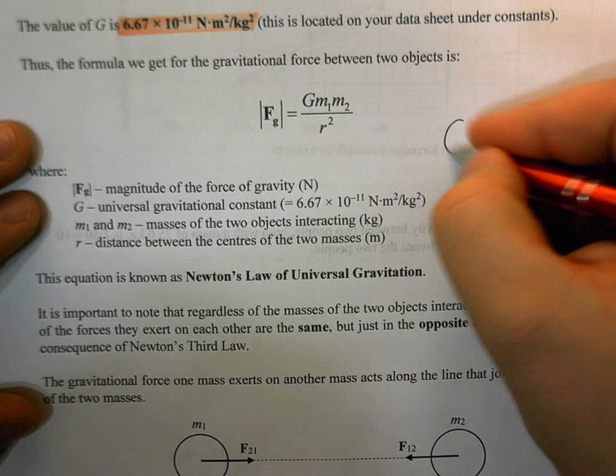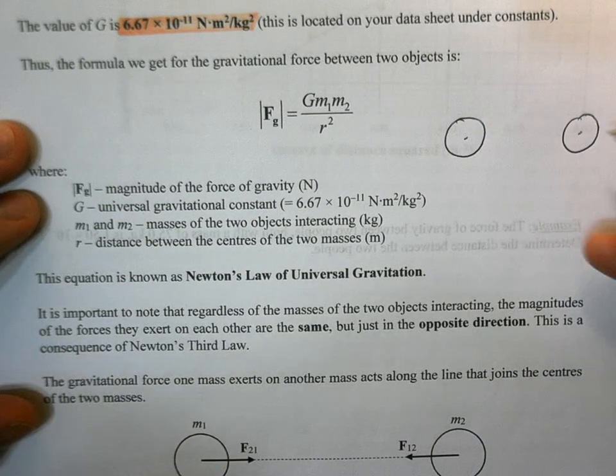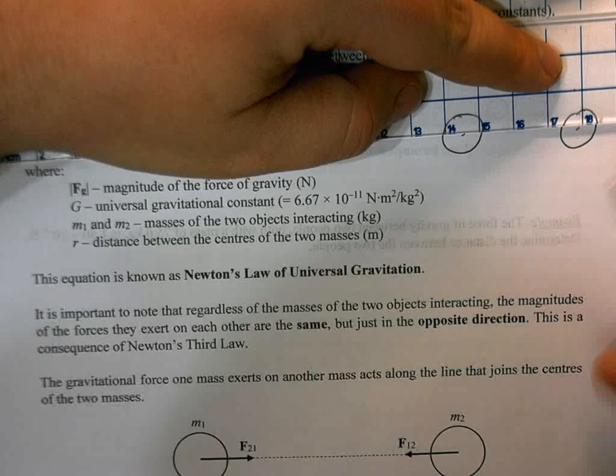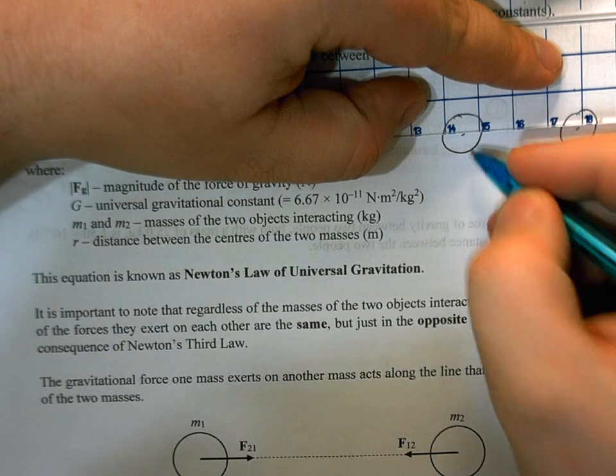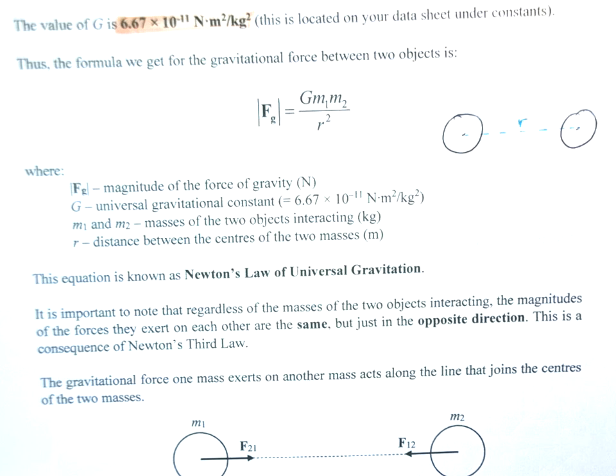And then r is the distance between the centers of the two masses. So if I have a mass here, and a mass here, we have the two centers. The line that joins the centers of these two objects, that's the distance that I'm going to call r.